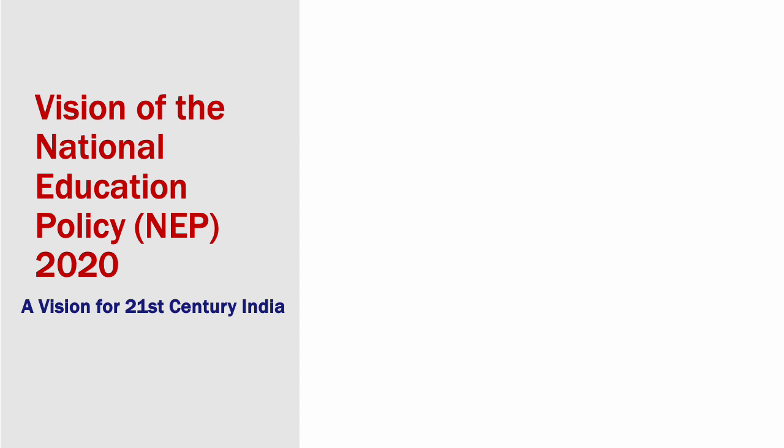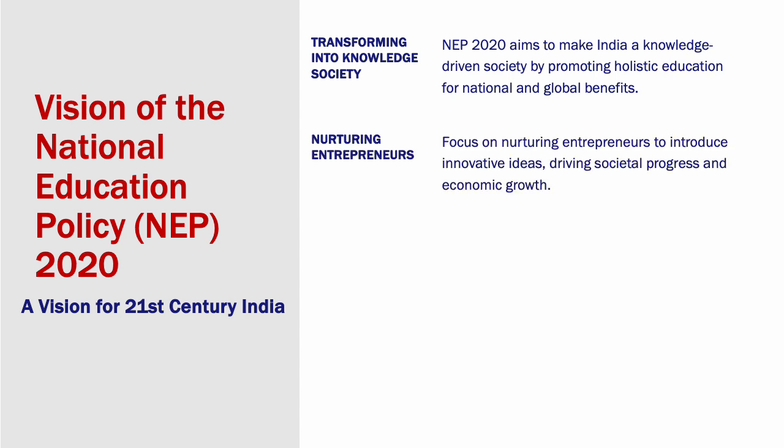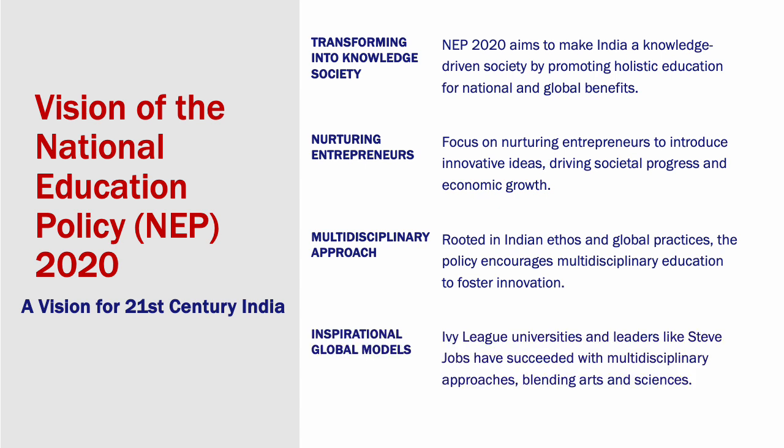The NEP 2020 envisions India becoming a knowledge-driven society. It promotes a holistic and multidisciplinary education model rooted in Indian ethos while keeping global practices in mind. It also emphasizes nurturing entrepreneurs, fostering creativity, and driving societal progress. Doesn't that sound like a bold, forward-thinking approach? In India, Ashoka University, O.P. Jindal Global University, IILM University, and the Delhi University have promoted multidisciplinary education.